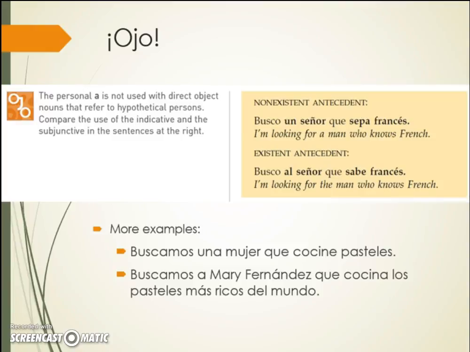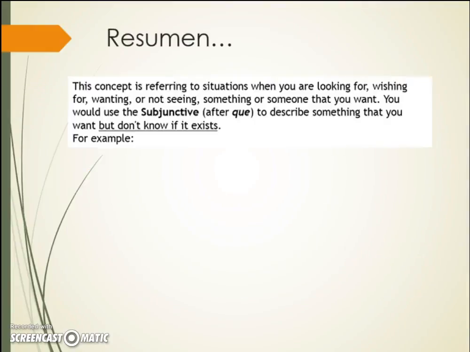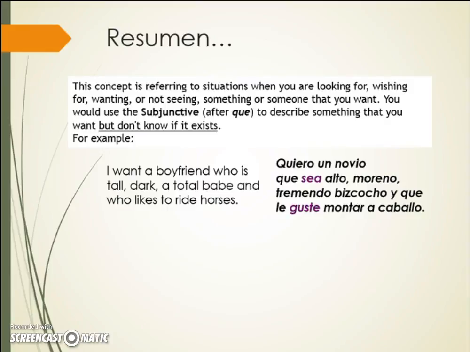So once we name her, she gets a personal a, and she gets the indicative. Okay? All right, so to clear this up, let me explain it one more time. This concept refers to situations when you're looking for, you're wishing for, you're wanting, you're not seeing something or someone that you want. You would use the subjunctive after que in the adjective clause to describe something that you want but you don't know if it exists. So here's another example.